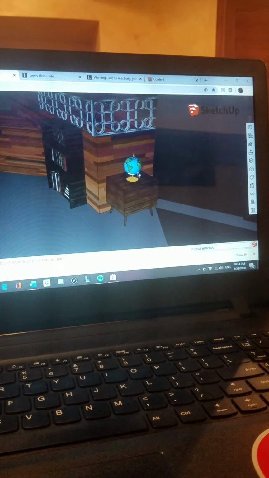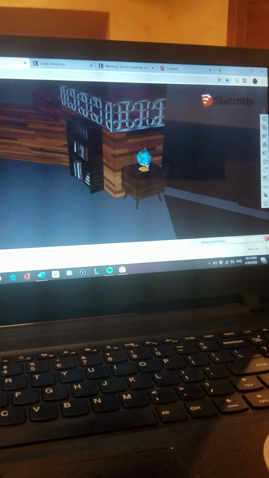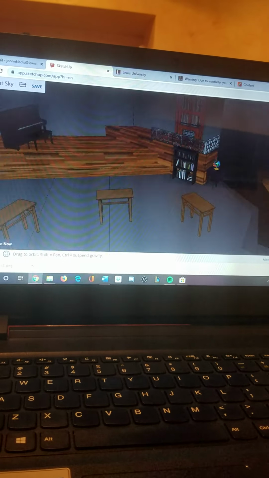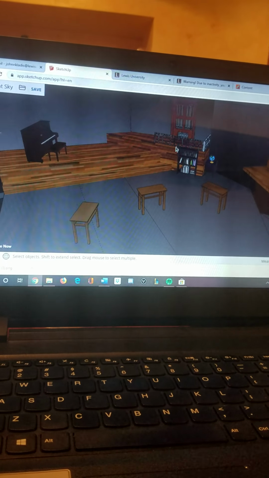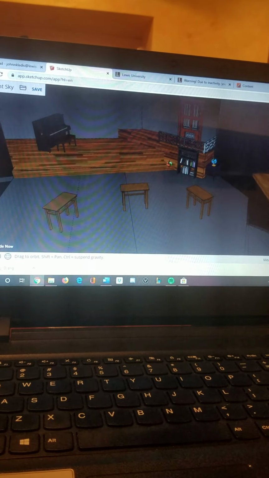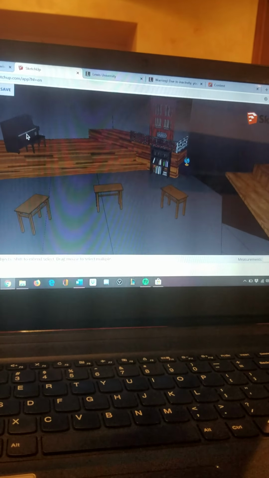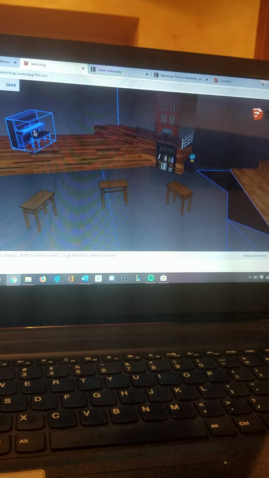The globe would obviously not look like this. This is a modern globe. It would be one from the 19th century or something like that. Like I said, this is how it would look if we were in the observatory. If we weren't, I would move the piano.